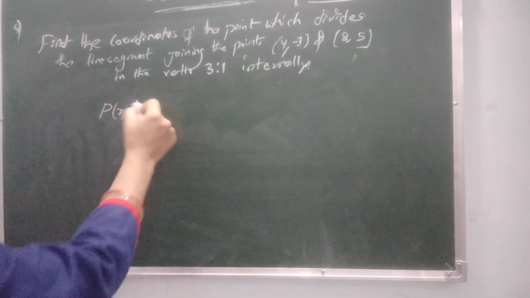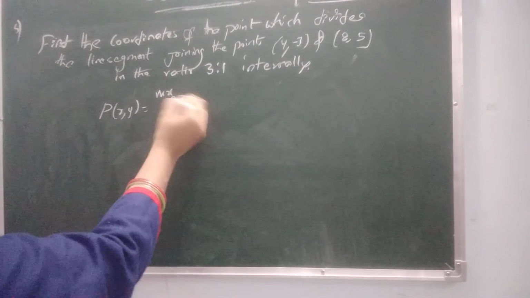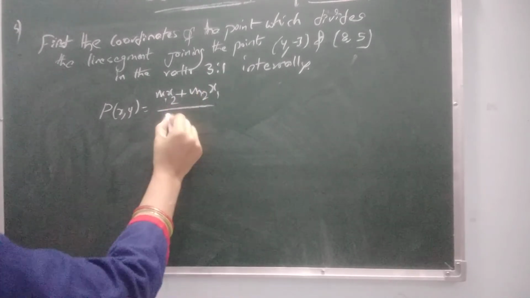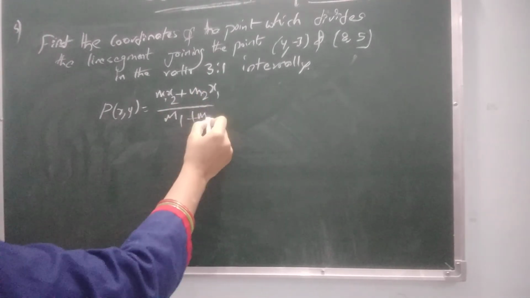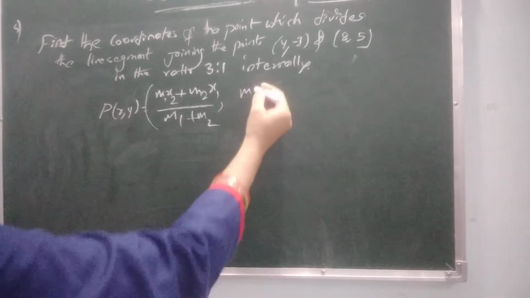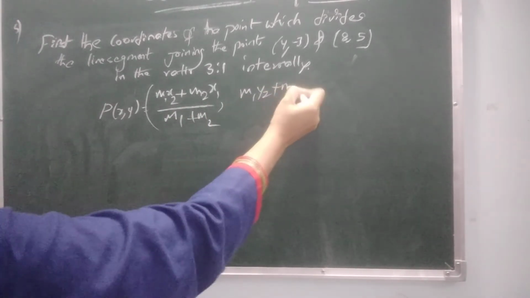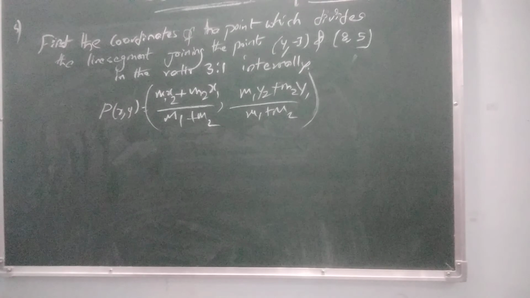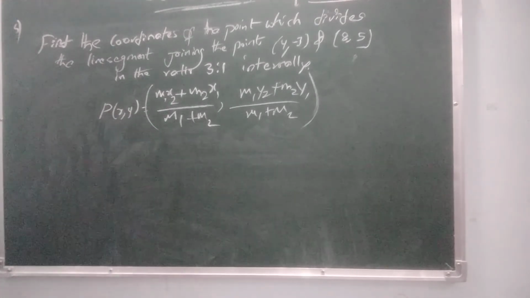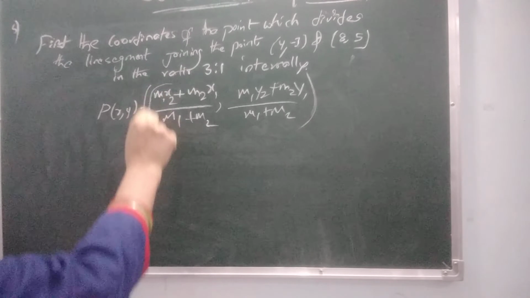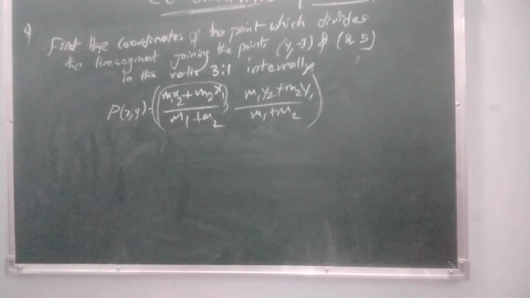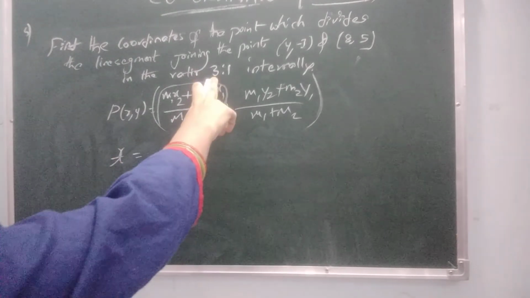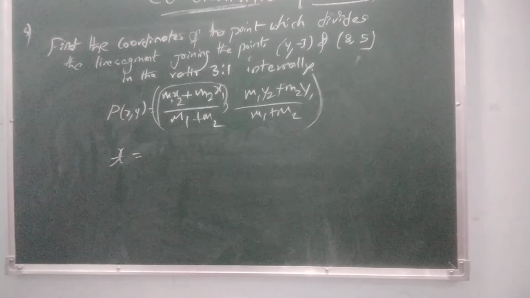P of (x, y) equal to (m1x2 plus m2x1) by (m1 plus m2), next (m1y2 plus m2y1) by (m1 plus m2). So first we have to take this part and next that part. First for the x coordinate, here m1 means 3 and m2 means 1.